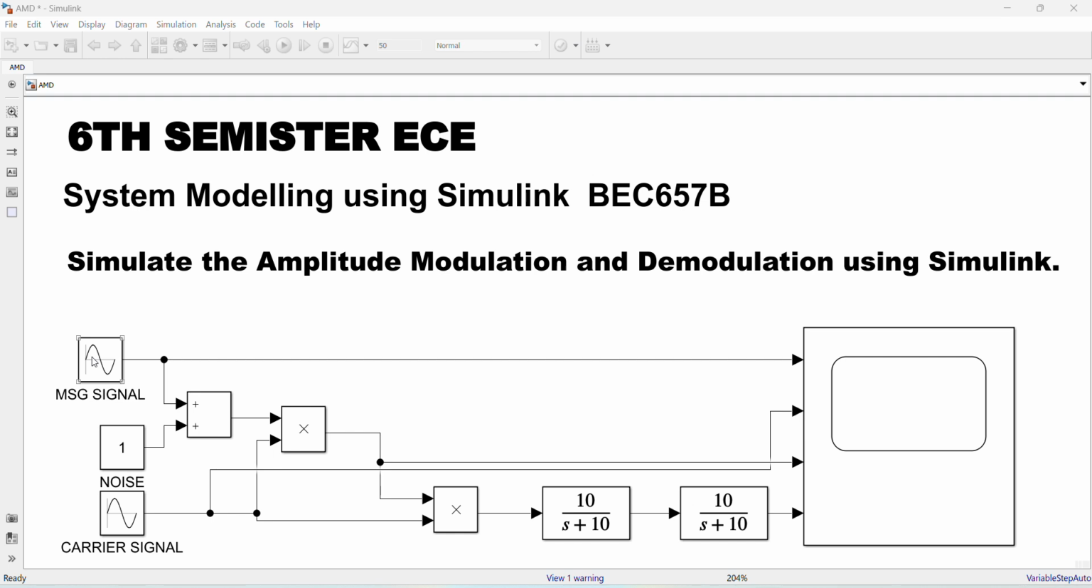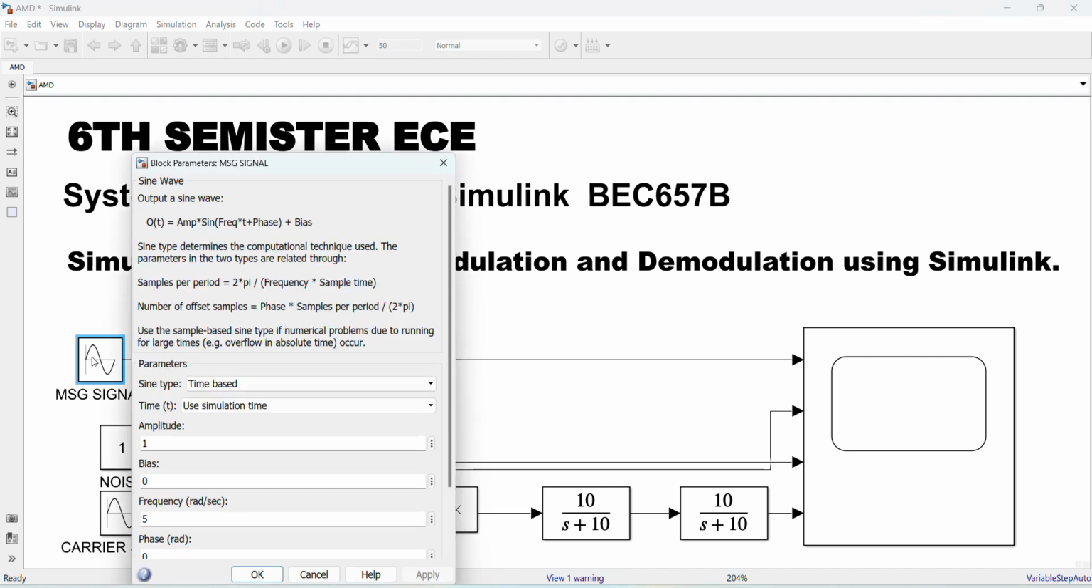This is the message signal. This is the original signal we want to transmit. It is usually a low frequency sine wave representing audio or data. Here, the amplitude we have given is 1 and the frequency is 5 radians per second.